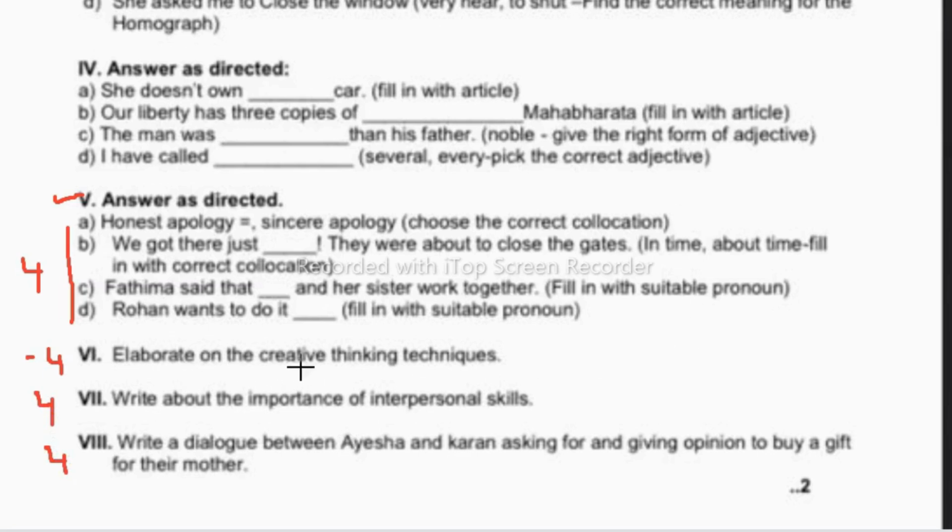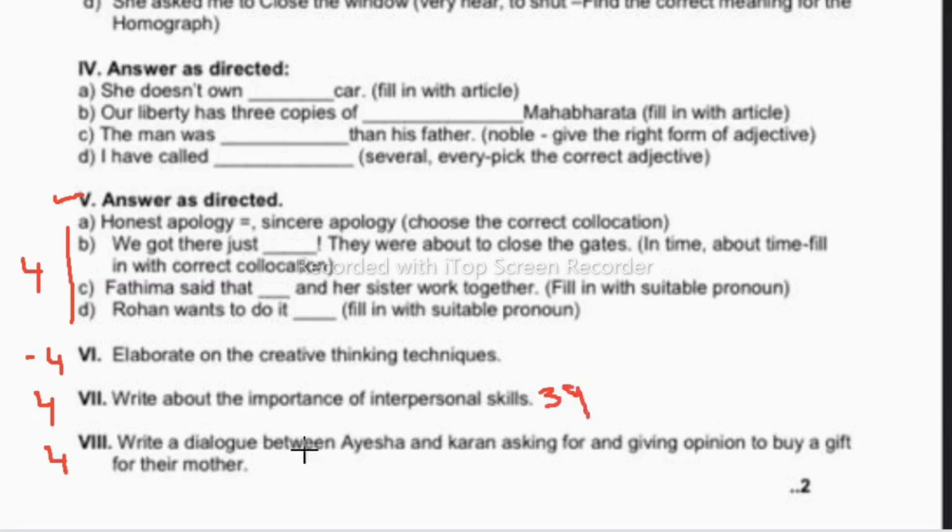Now here, elaborate on the creative thinking techniques is there. You can go through your textbook. There creative thinking is written. You can memorize those or you can write in your own words. Just understand what creative thinking is. The next one, write about the importance of interpersonal skills. Here also you have to write about interpersonal skills. Like if you are talking with anyone, there you have to show some skills. Like if you are saying hi and hello to someone, you have to show a warm, open and friendly expression with a smile on your face. Page number 39.